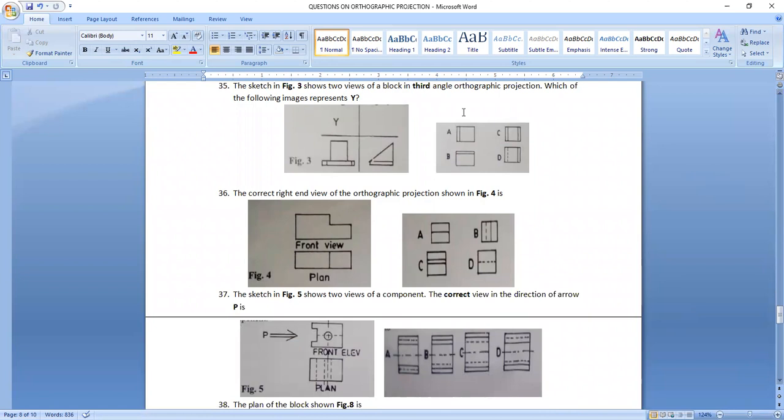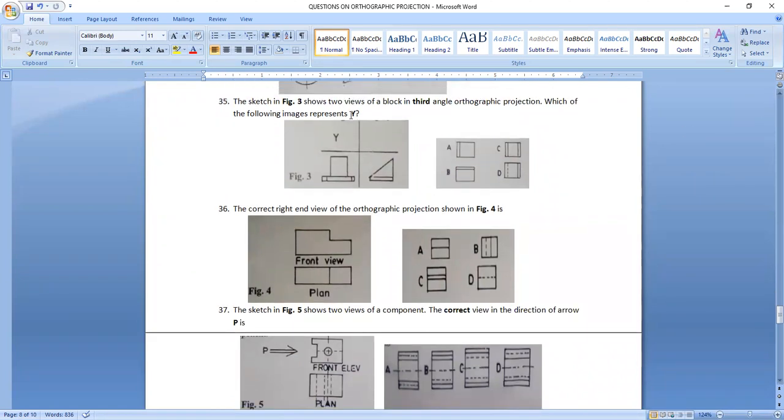The question says that the sketch in figure 3 shows two views of a block in third angle orthographic projection. Which of the following images represents the plan? So they want us to find the plan, because this is the front elevation and this is the end elevation, as we are told that these views are given in third angle orthographic projection. So the answer to this question is option C.